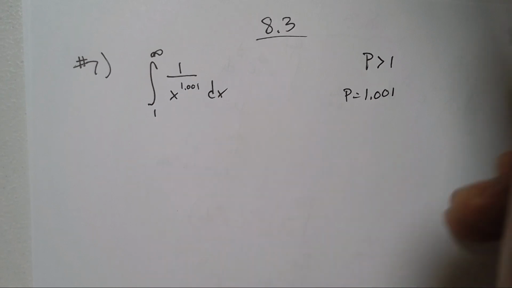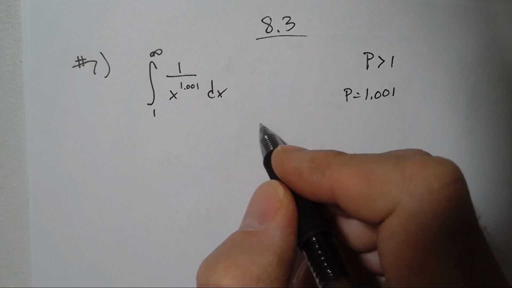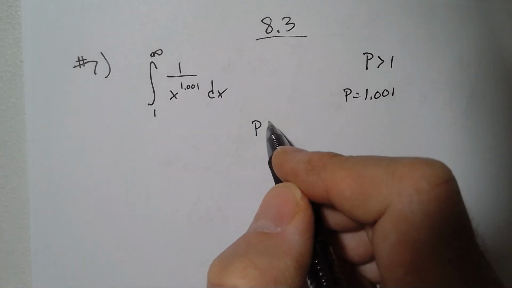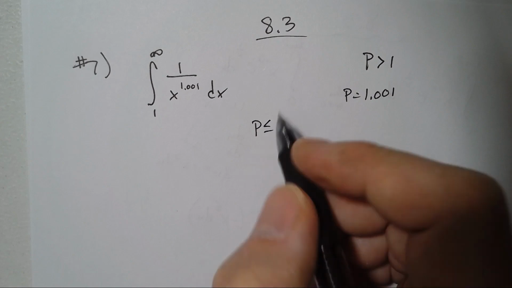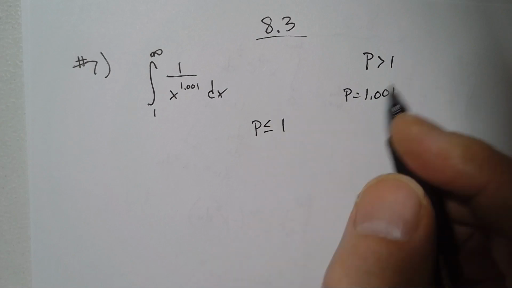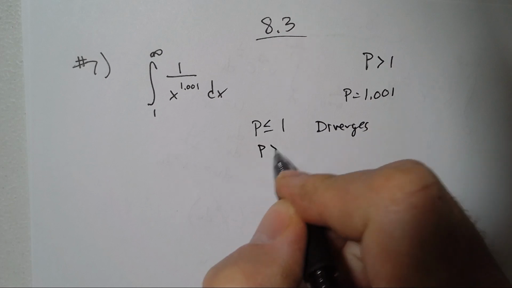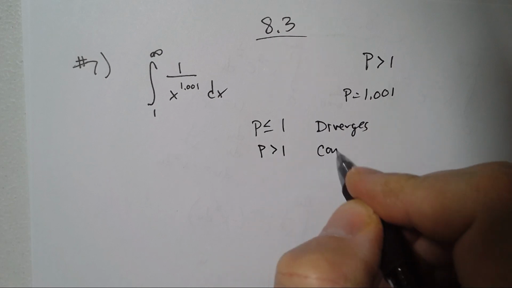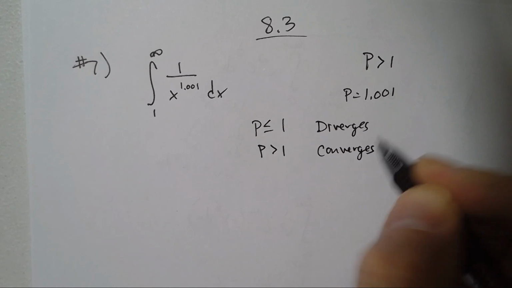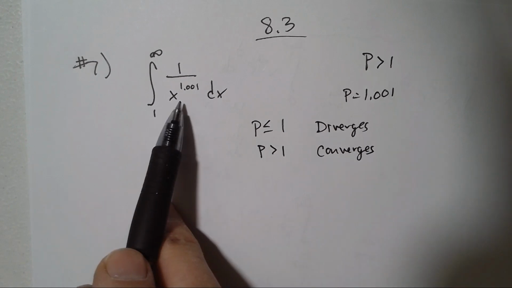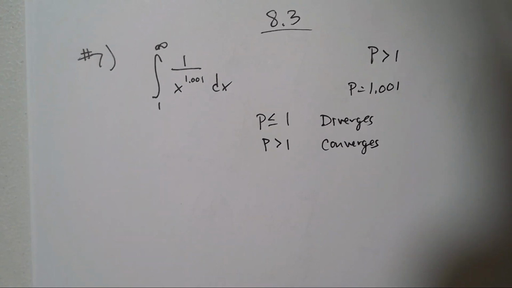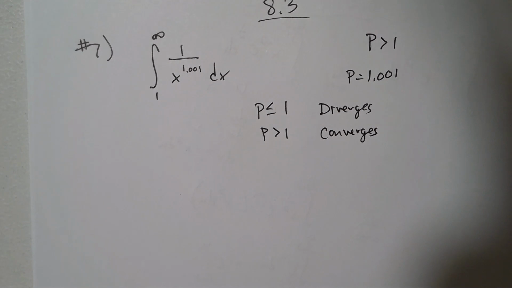So, just to review, if p is less than or equal to 1, then it diverges. And if p is greater than 1, it converges. Alright, so we know it's going to converge. So now let's see if we can evaluate it.